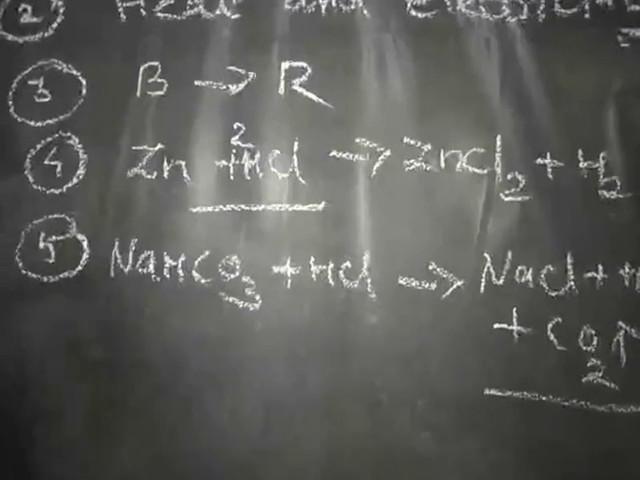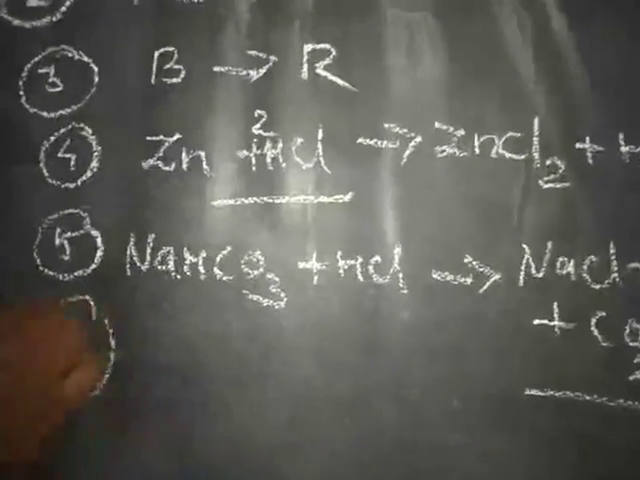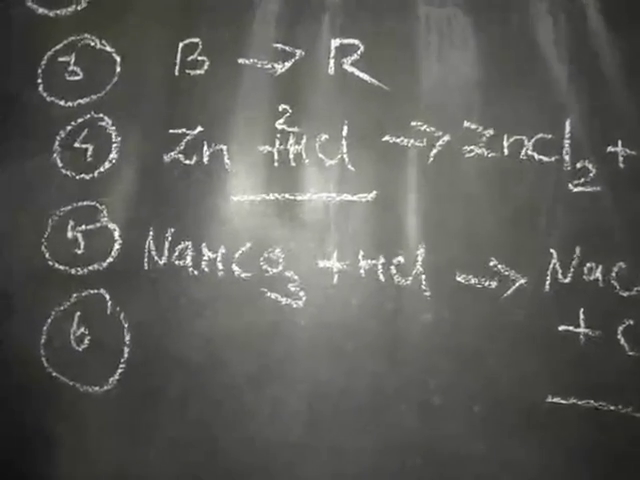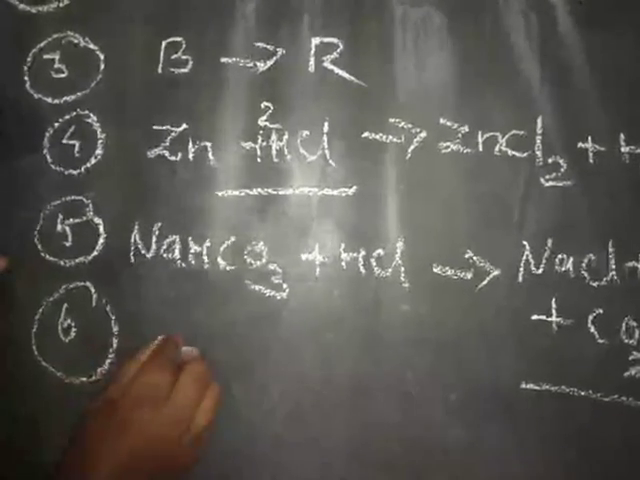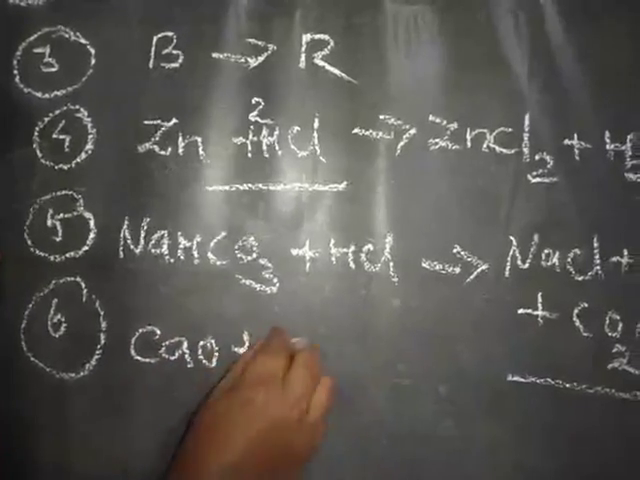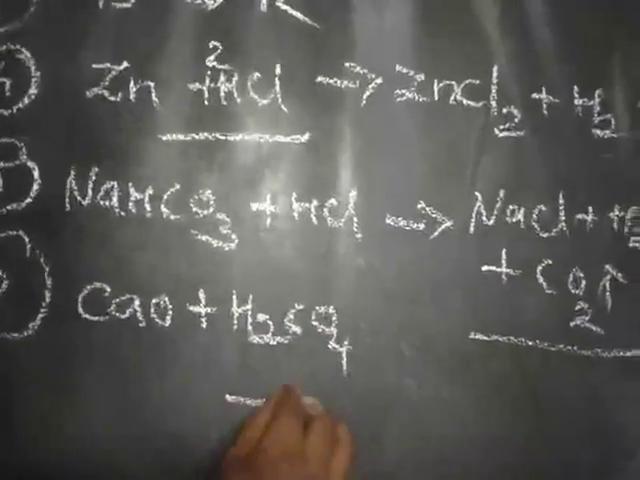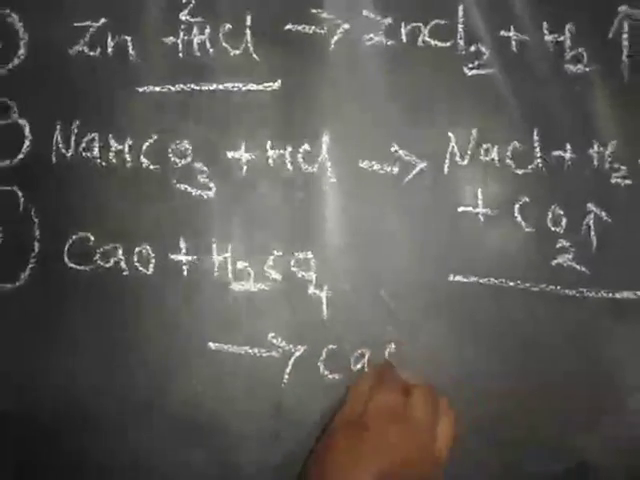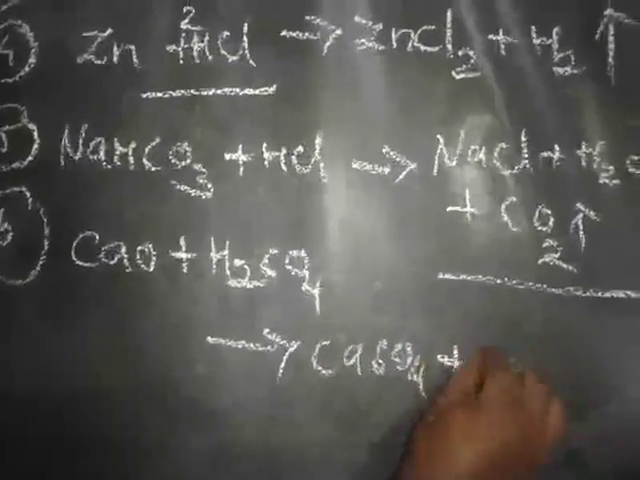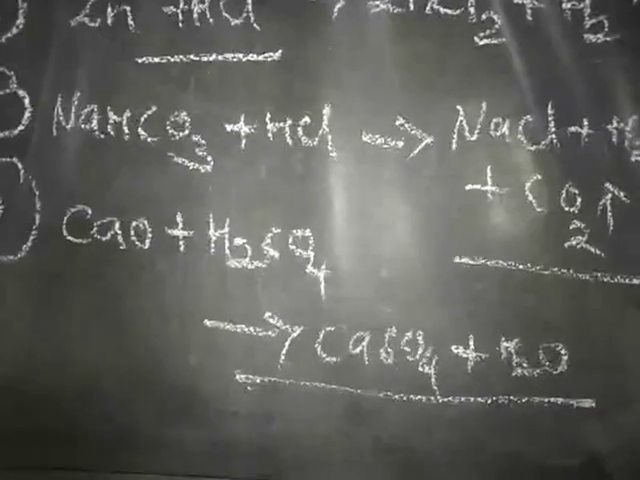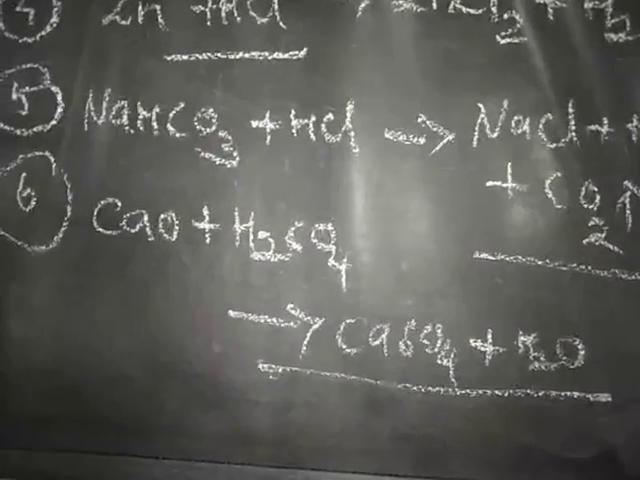Sixth point: acids react with metallic oxides to give salt and water. For example, calcium oxide reacts with sulfuric acid to give CaSO4 plus H2O, water. So acid reacts with a metallic oxide to give salt and water.